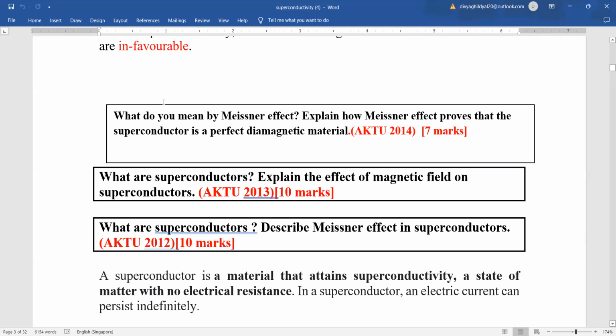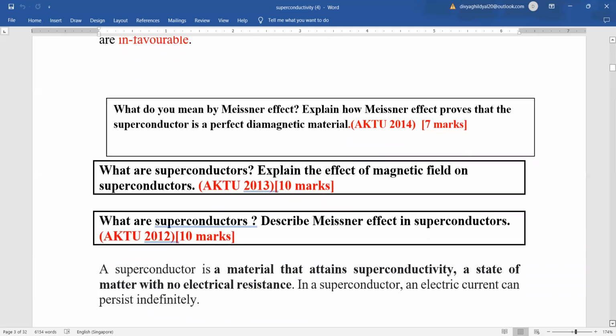What do you mean by Meissner effect? 2 marks. Explain how the Meissner effect proves that a superconductor is a perfectly diamagnetic material, 8 marks. What are superconductors? Describe the Meissner effect. This is how important the Meissner effect is. So what is the Meissner effect?